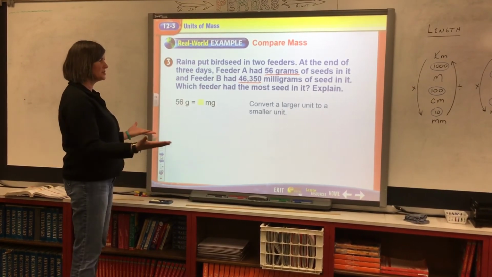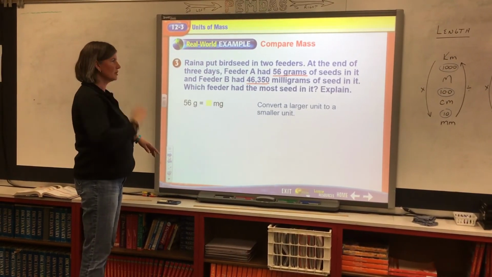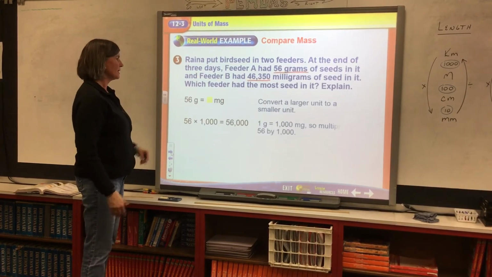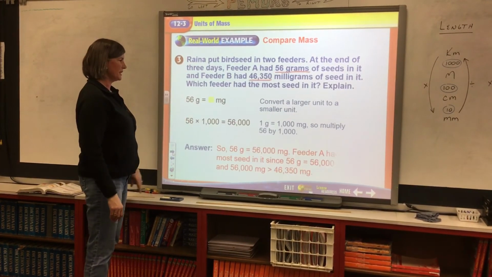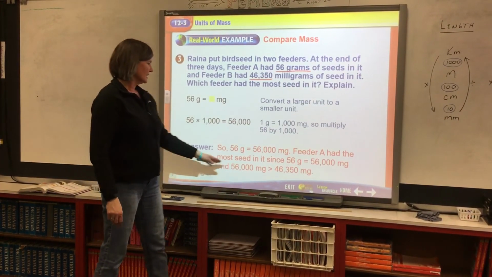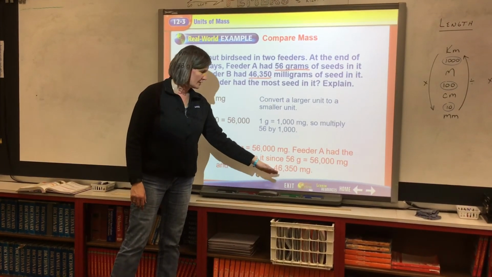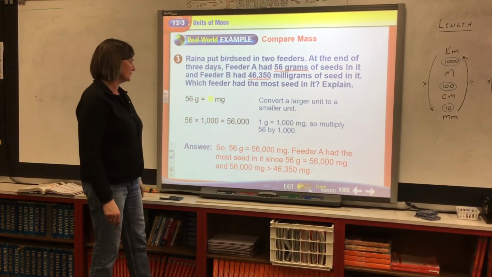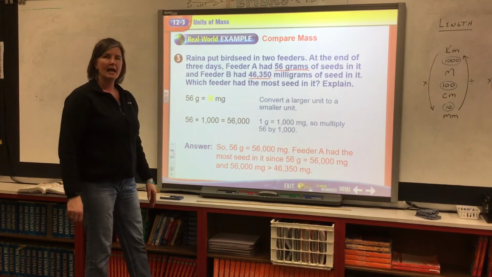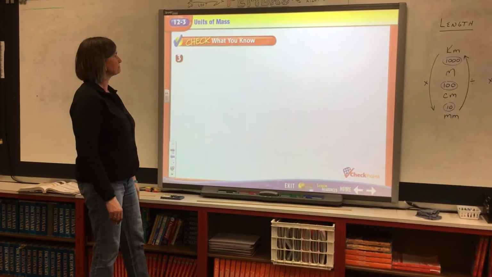All right, so they did just what we did. They converted a larger unit to a smaller unit. They got 56,000, and then they're going to compare just like we did. Since 56,000 milligrams is greater than 46,350, feeder A had the most seed in it.